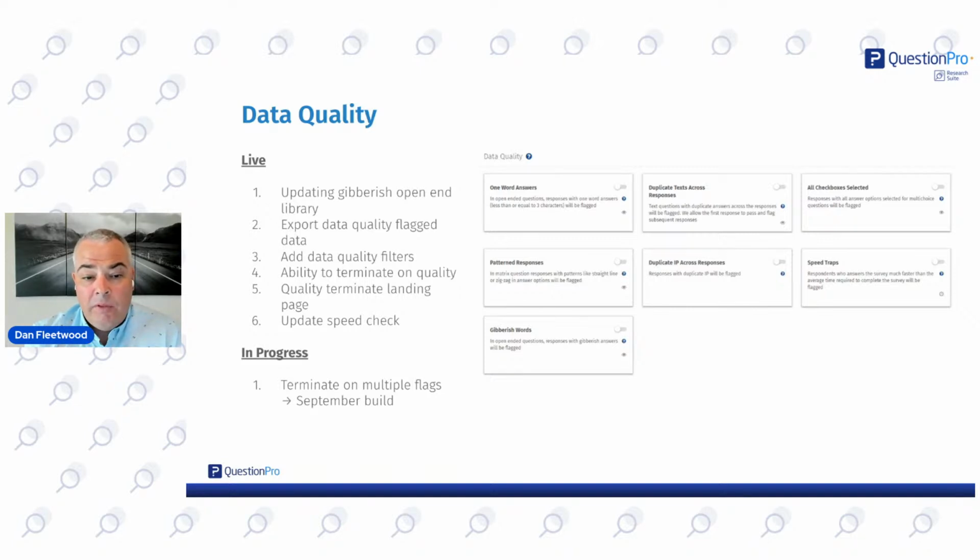And then some different things we have in progress, like I mentioned, the terminate on multiple flags, and that's coming up in the September build. Right now you can terminate on single responses. But this was on my mind because I was talking about it today with the team. So this is something that's coming up on the heels in September.